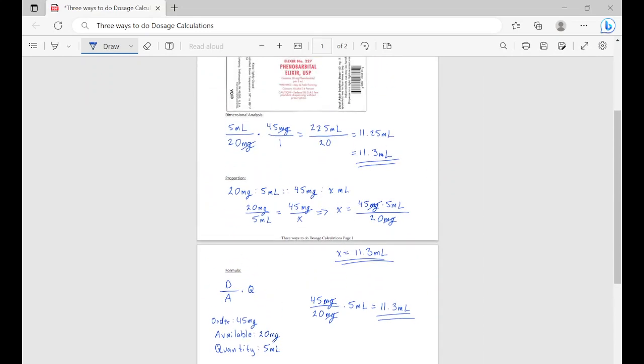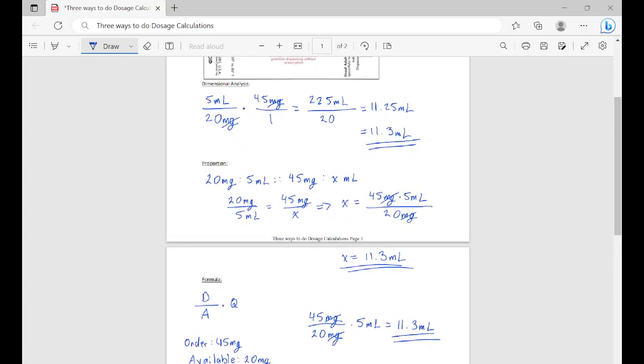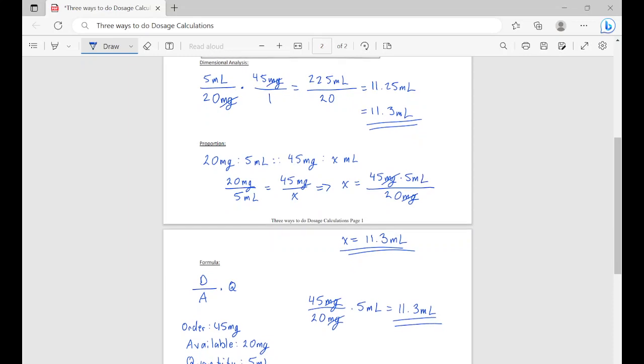So whichever way you would like to do it, dimensional analysis first, the proportion method second, or the formula method third, it will all give you the exact same answer. I again recommend pick one way that you like and stick with it, and don't jump back from one to the other. Just stick with one and do that each time, and you'll always get the right answer.